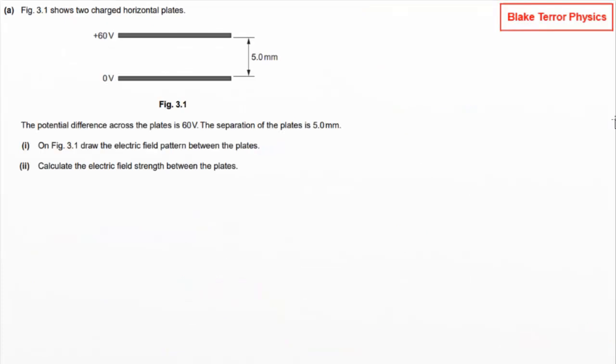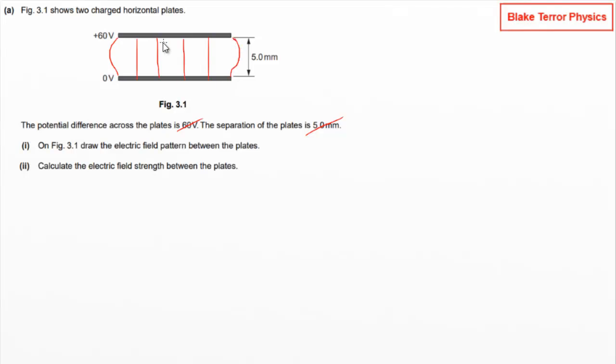So, this looks like we're going to be drawing in field lines. We've had something like this before, but I think this is a slightly different question. The potential difference, 60 volts, yeah, 5 millimeters. Draw the electric field pattern between the plates. So we want to have evenly spaced vertical lines. They said between the plates. I mean, you could draw some of the slightly bulgy ones on the outside.